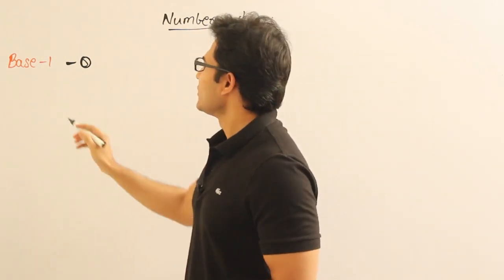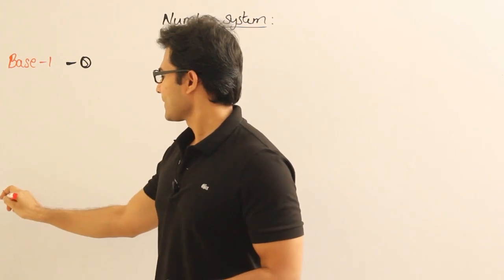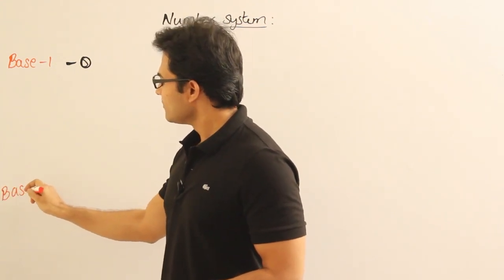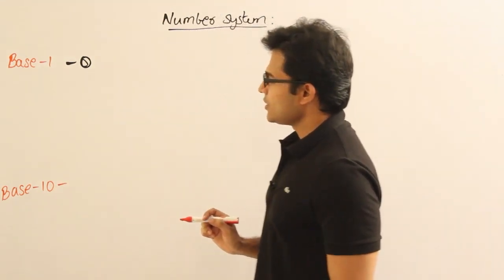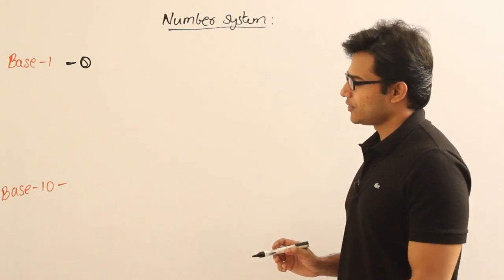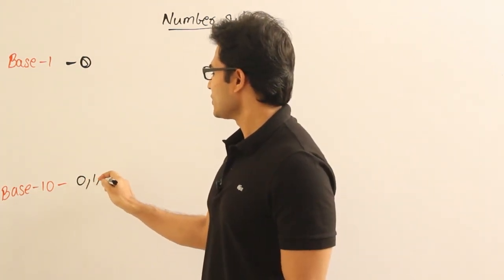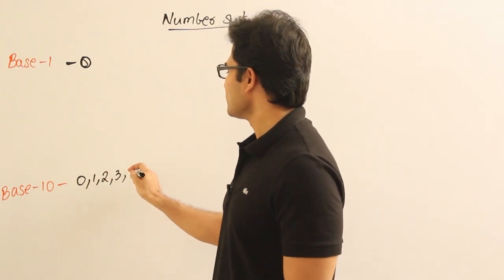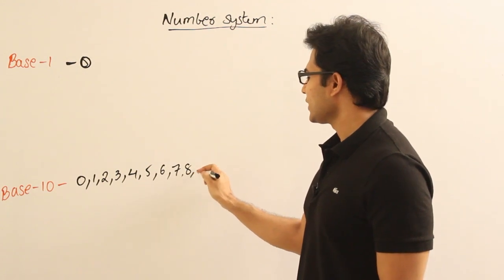And later the next popular number system was base 10. Why is base 10 popular? The reason is simple. We have 10 fingers, and so we started counting in base 10. And what are the numbers we have in this? 0, 1, 2, 3, 4, 5, 6, 7, 8, 9. These are all the symbols we use.